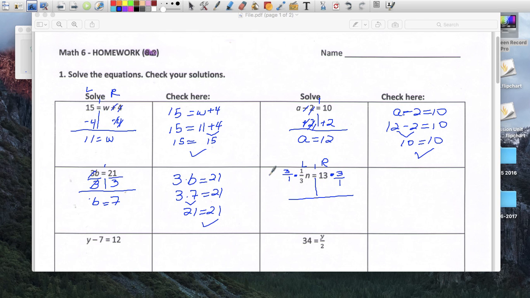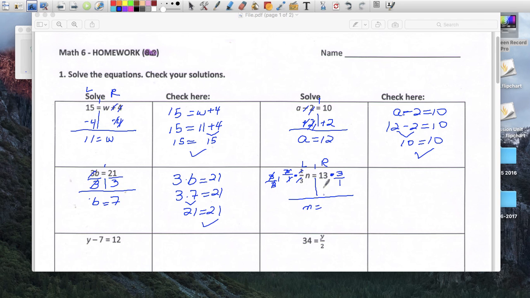3 times 1 is 3 on the top, and 1 times 3 at the bottom is 3. And notice that 3 over 3 is just simply 1, which ends up, in essence, I'm basically literally doing this. So everything gets crossed out, and I'm left with 1n, or just simply n.